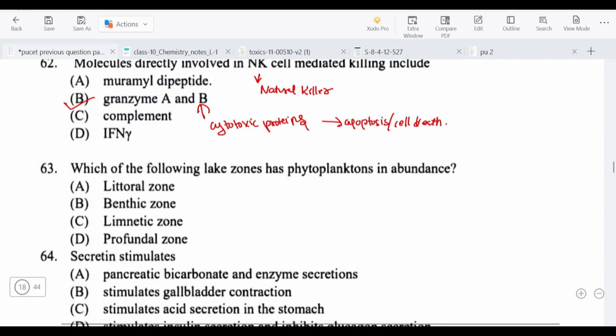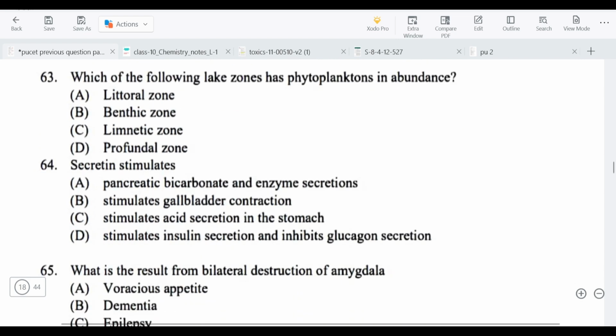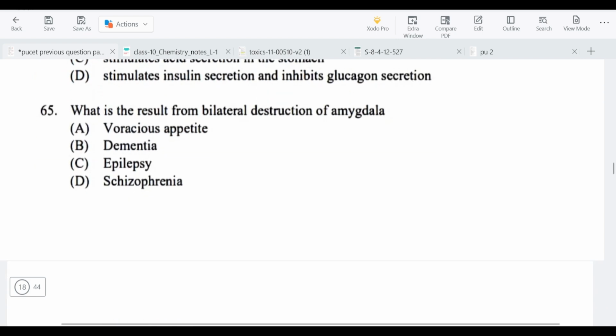Which of the following lake zones has phytoplankton in abundance? The correct answer is limnetic zone. This limnetic zone is the open water zone, right? Next question. Secretin stimulates. The answer is pancreatic bicarbonate and enzymes secretion. Next question. What is the result of bilateral destruction of amygdala? The answer is voracious appetite. Destruction of the amygdala, which is in the brain, may affect our hunger or satiety factor or emotional response, right?